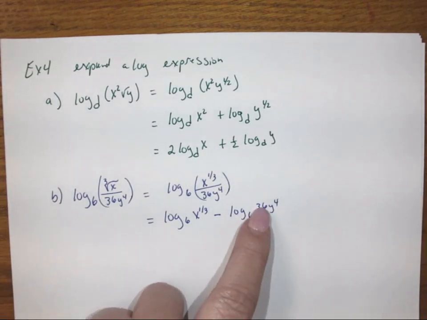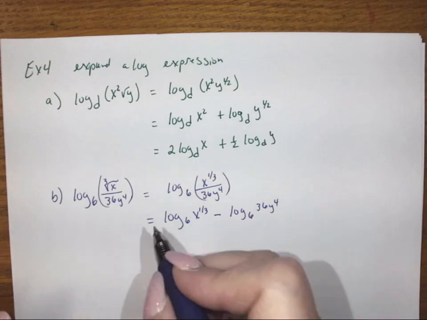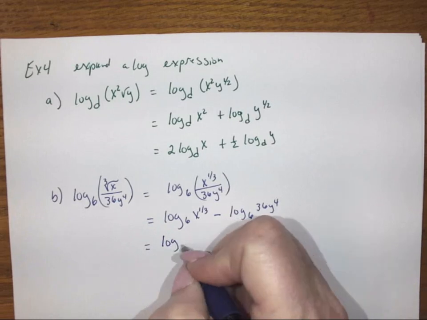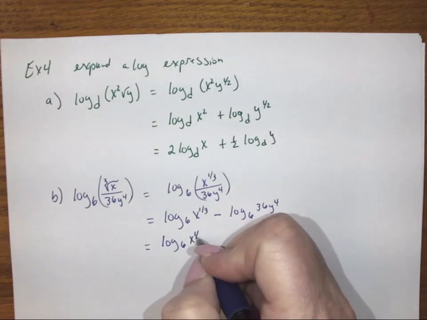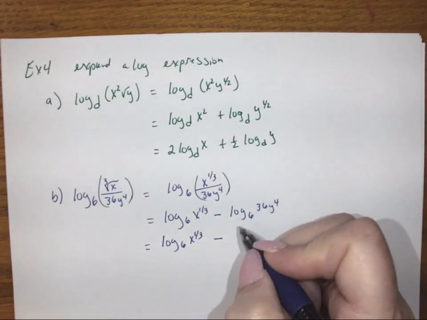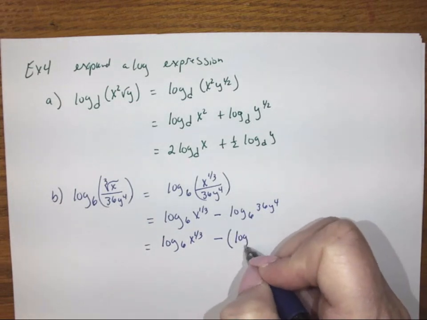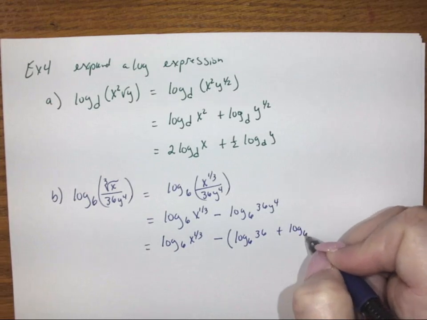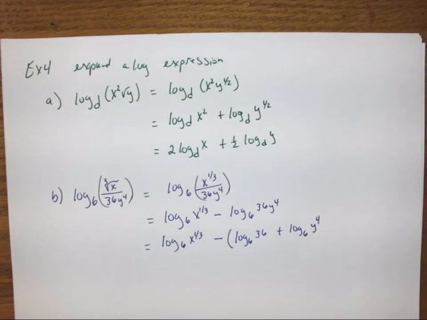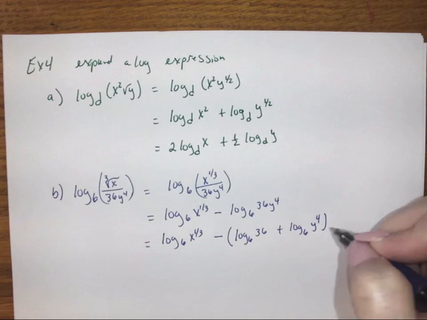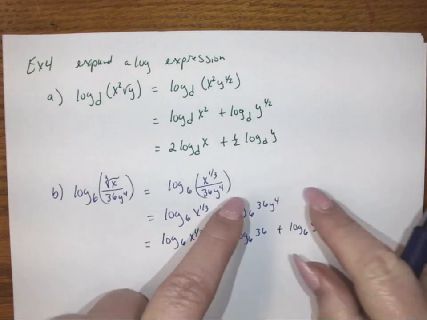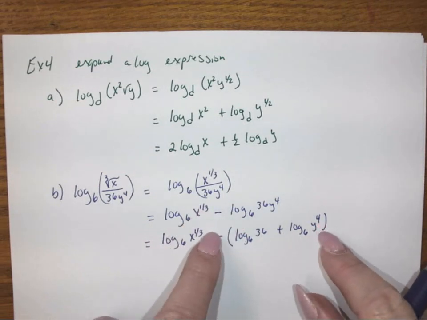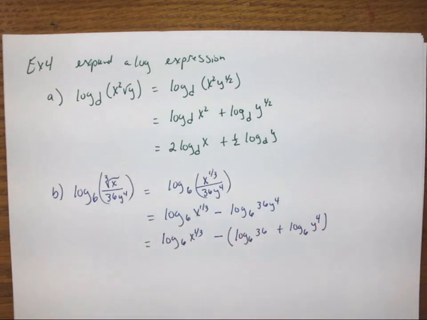Now 36y to the 4th is a multiplication, so we need to expand that with addition. So log base 6 of x to the 1/3 minus log base 6 36 plus log base 6 y to the 4th. Now I put that in parentheses because this whole thing has to be subtracted. But I'm going to go ahead and do the addition so I can follow the rule, and then I'm going to apply the negative to it.